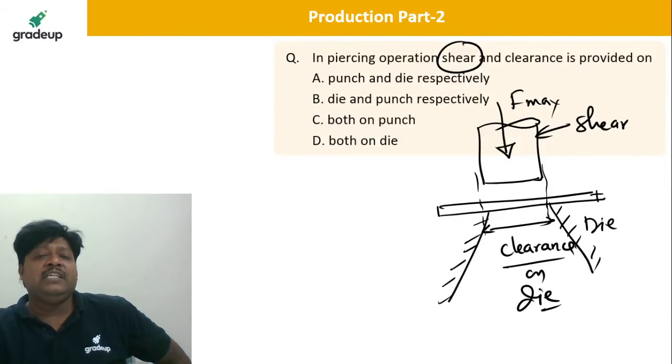In blanking operation, shear on the die and clearance on the punch, shear on the die and clearance on the punch in case of blanking operation.